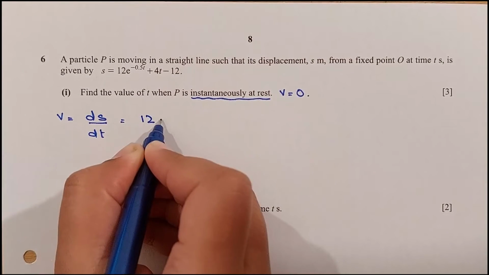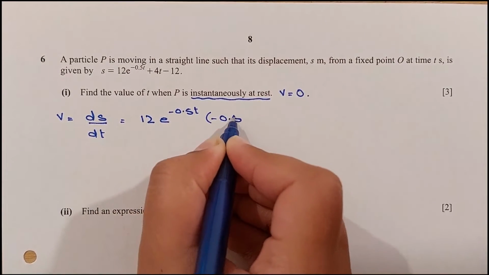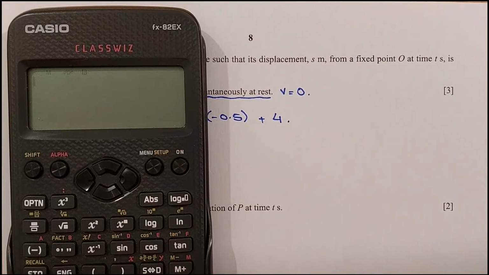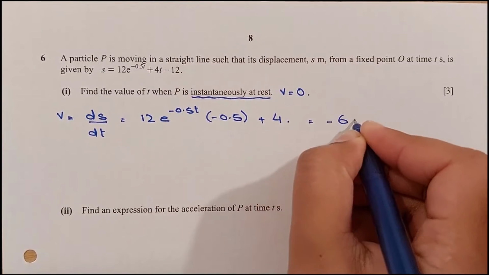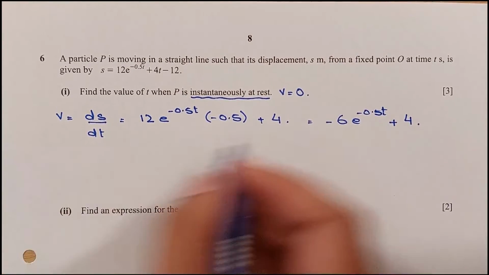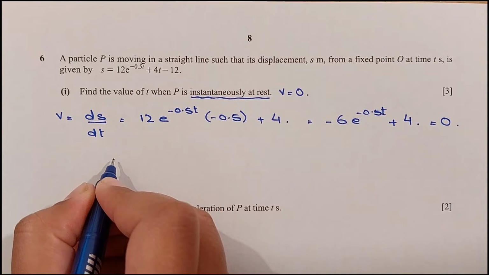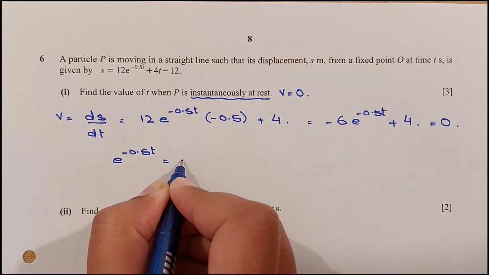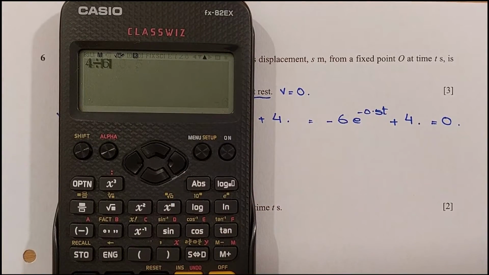So this is 12 e power minus 0.5t times minus 0.5 plus 4, right? So if I simplify, 12 times minus 0.5 is negative 6. So this is minus 6 e power minus 0.5t plus 4. For instantaneous rest, we have to put this equal to 0 and solve for time. So e power minus 0.5t is equal to negative 4 over negative 6. 4 divided by 6 is 2 by 3.